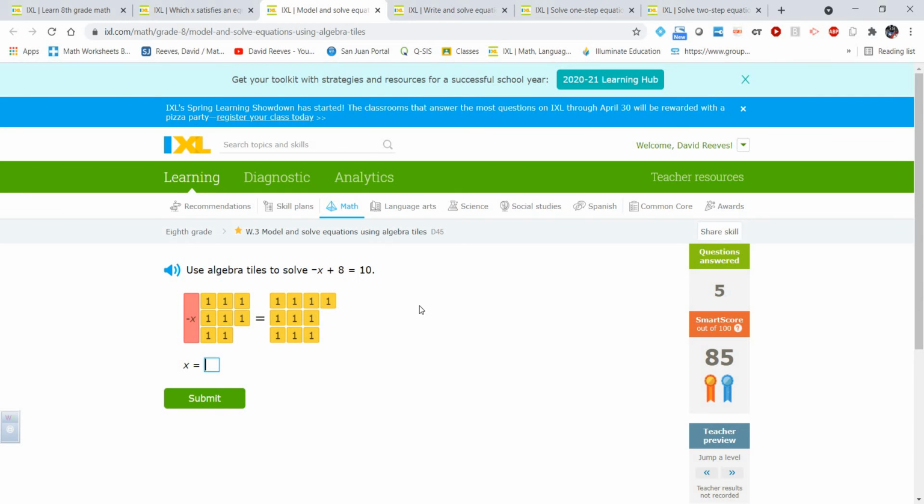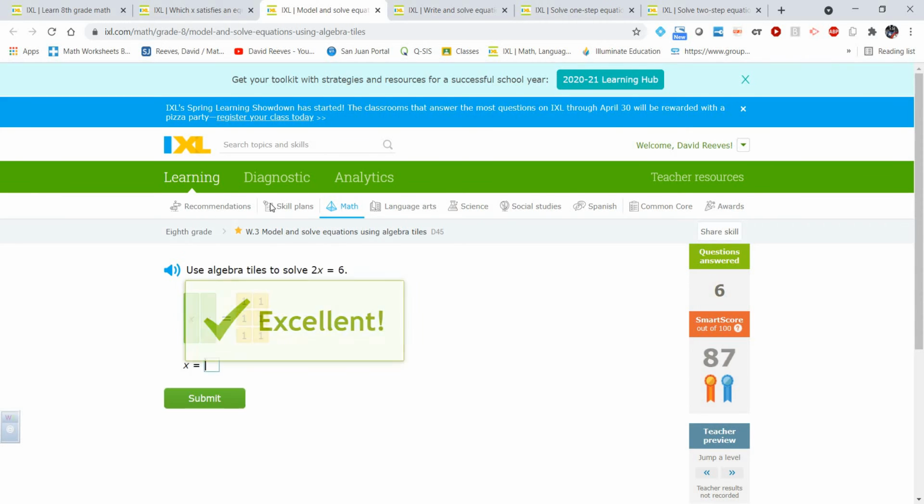All right, -x plus 8 is equal to 10. Again, if I took away 8 from each side, if I subtract 8 from each side, that's going to give me -x is equal to 2. Well, if -x is equal to +2, then +x would be equal to -2. I need x to be negative, so the opposite would be positive, because I need this to turn positive, right? Everything over here is positive, so a negative times a negative is a positive.